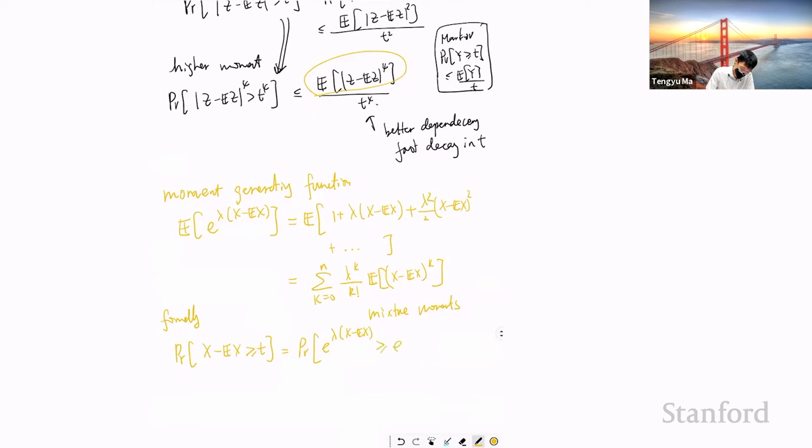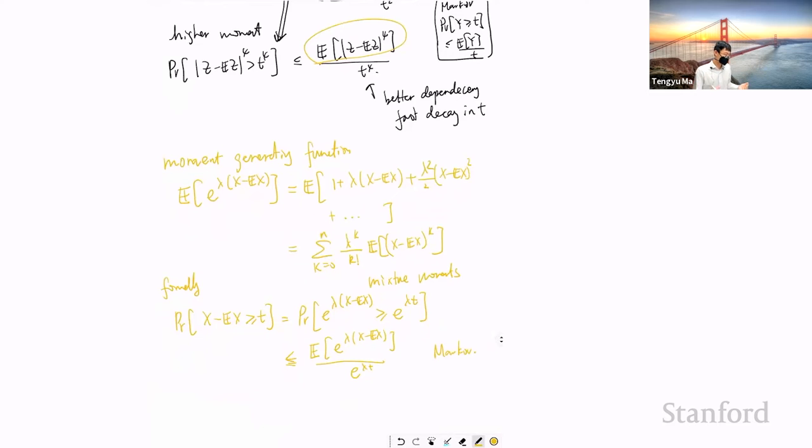So this is equivalent to the exponentiated version being larger than exponential of lambda t, right? And then now you use Markov inequality for this exponentiated version. So you get the expectation of e to the lambda (x minus ex) over e to the lambda t. This is Markov inequality.